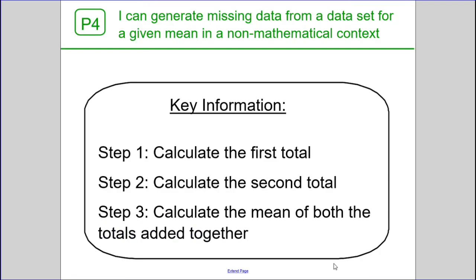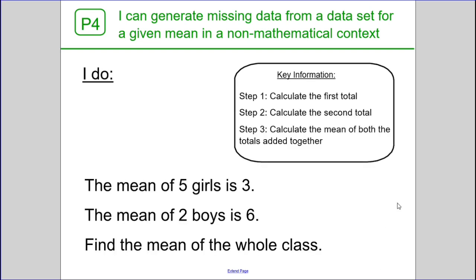I can generate missing data from a dataset for a given mean in a non-mathematical context. Step 1, calculate the first total. Step 2, calculate the second total. Step 3, calculate the mean of both the totals added together. Pause the video here so you can take a note of these to refer to when we're doing questions of these types. The mean of 5 girls is 3. The mean of 2 boys is 6. Find the mean for the whole class.